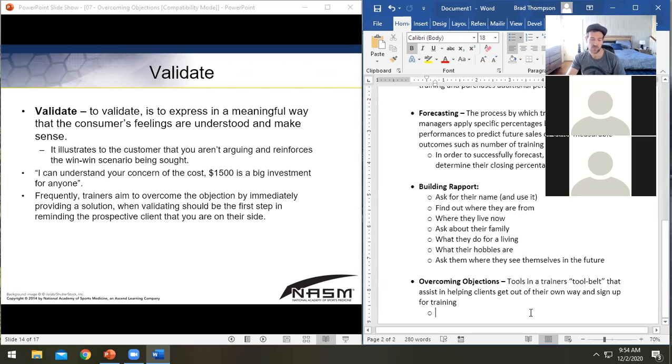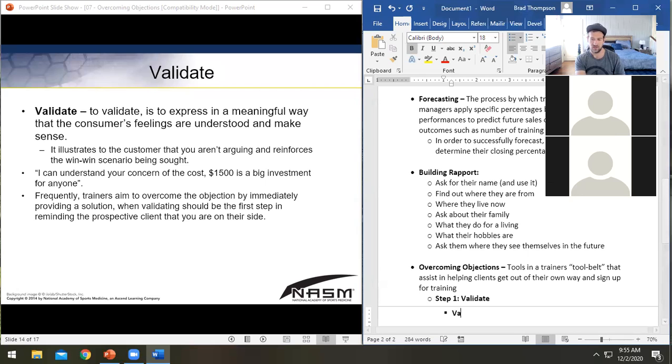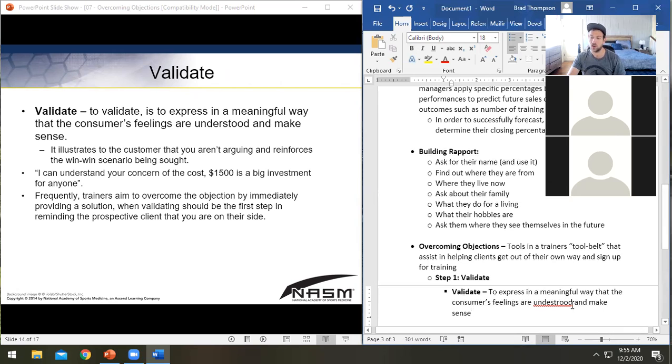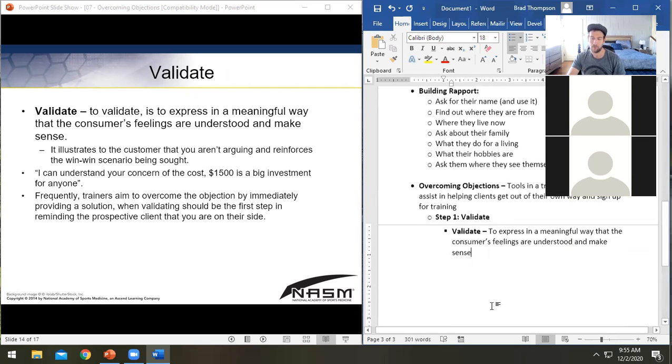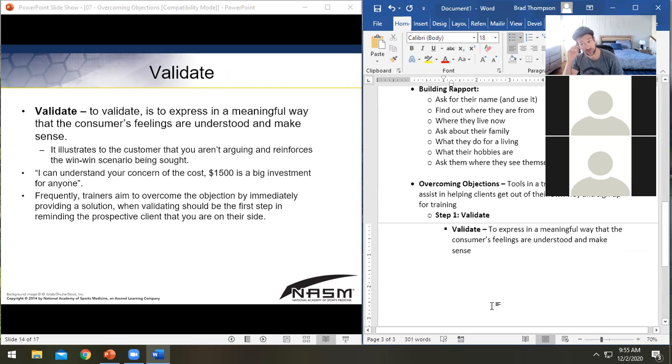So step one is validate. Validate means to express in a meaningful way that the consumer's feelings are understood and make sense. Like you are agreeing with them. That is what validation is. You are validating their feelings.